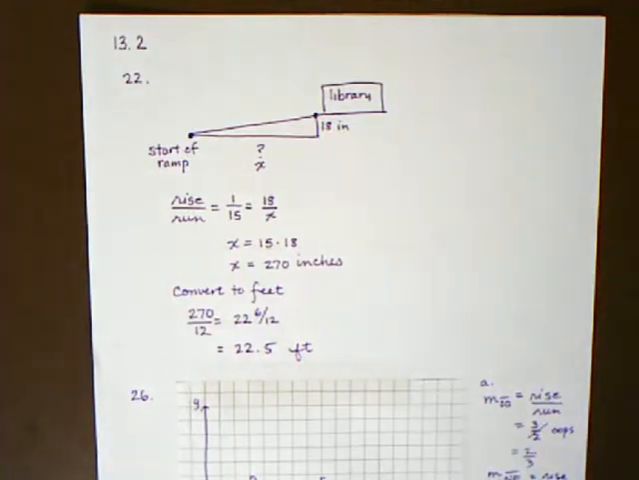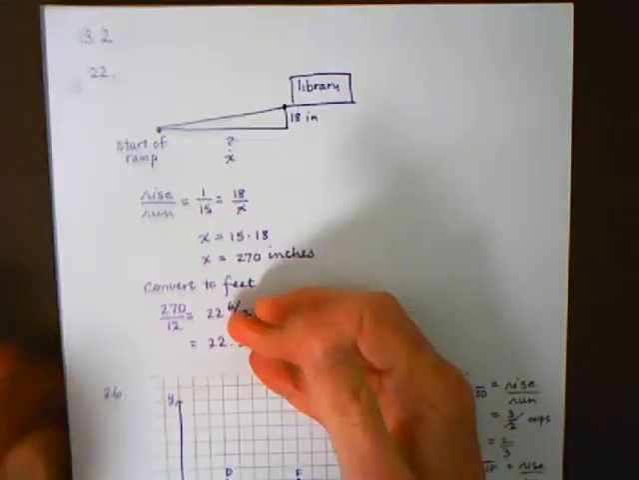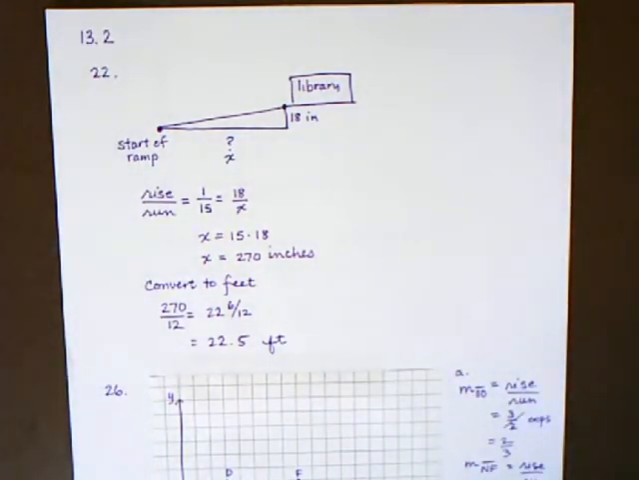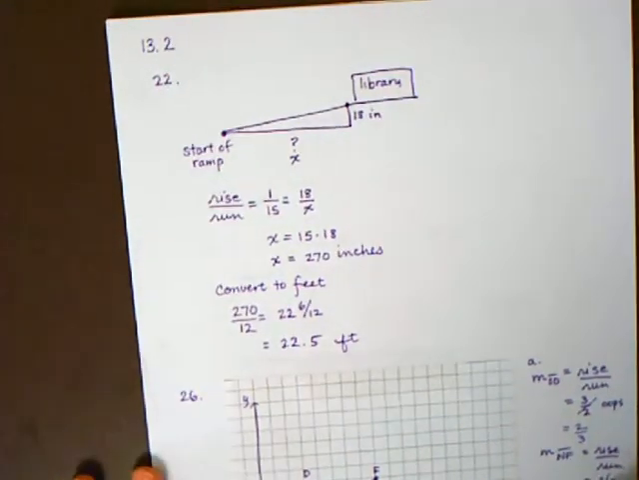Okay, this is 13.2, and what we're going to look at is 22, 26, and 30. Okay, so let's look at 22 first. 22 says this: a wheelchair ramp is to be built at the town library.